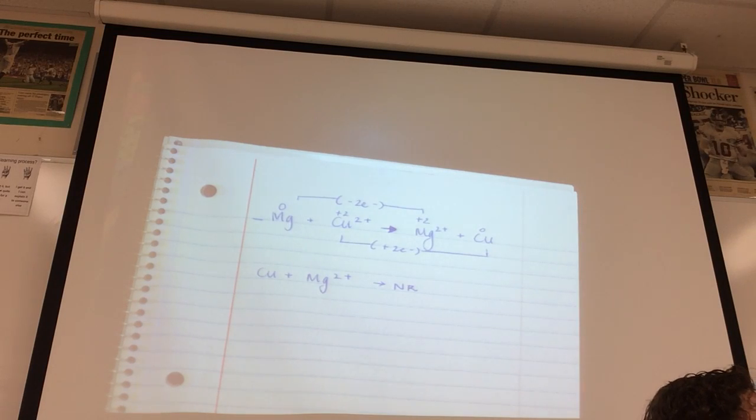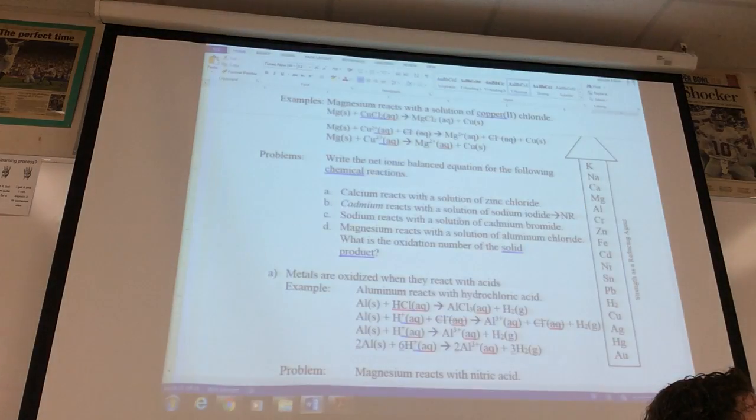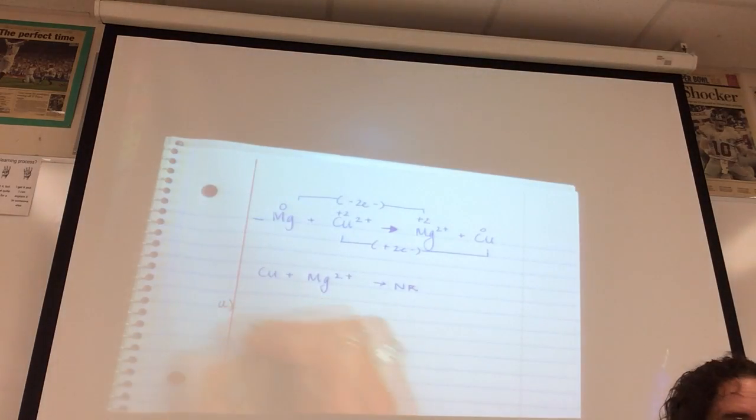So let's try and balance a few of these. We'll do the first one together. It says calcium reacts with a solution of zinc chloride. We want to write net ionic balanced equations. Now, I'm not sure if you'll be able to jump to the end right away or if it'll take a little bit of working through it. We can try it both ways.